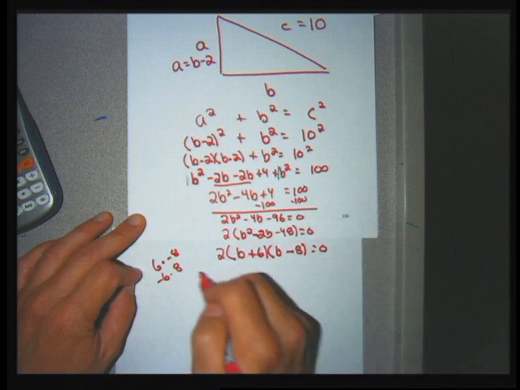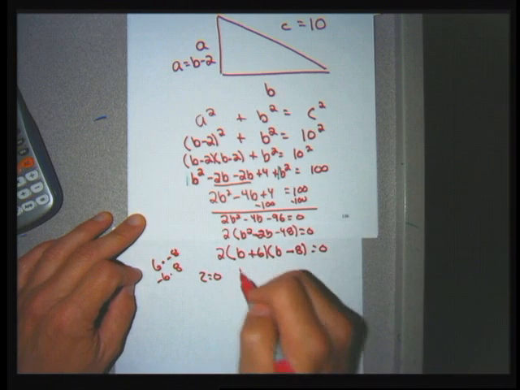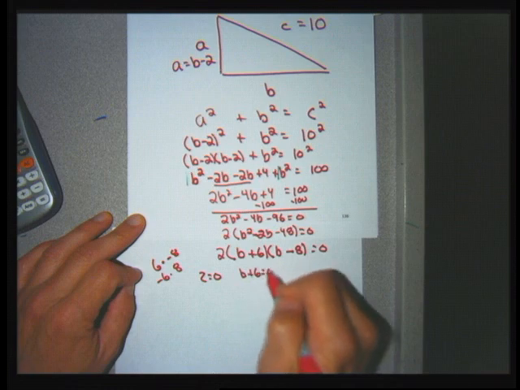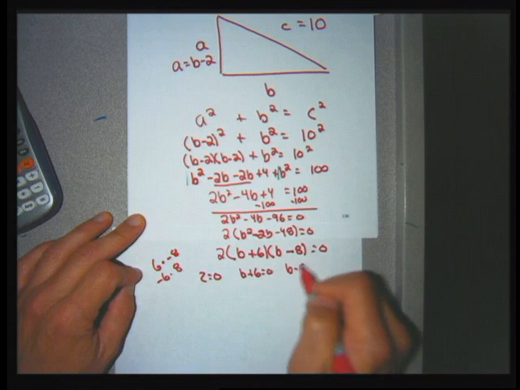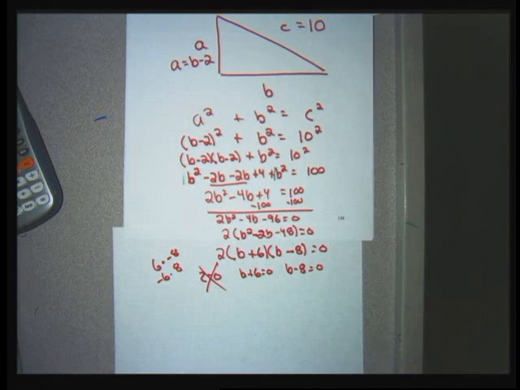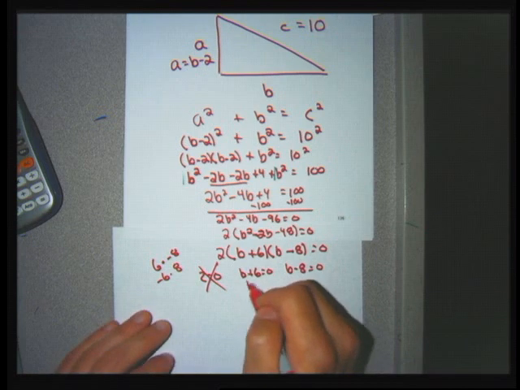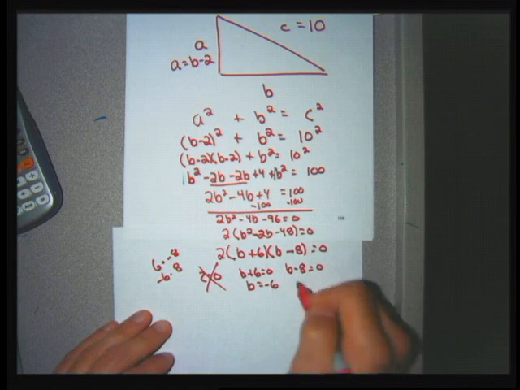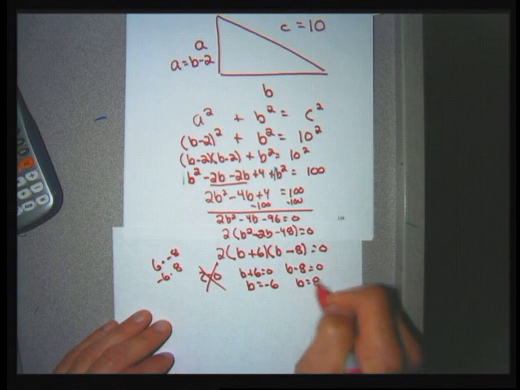And now I'll go 2 equal to 0, B plus 6 equal to 0, B minus 8 equal to 0. Any factor that doesn't have a letter doesn't give a solution that checks. The middle one, you get b equal to -6. The far right one, you get b equal to 8.